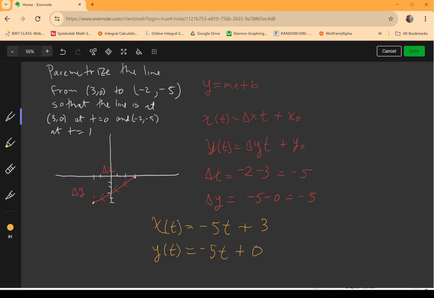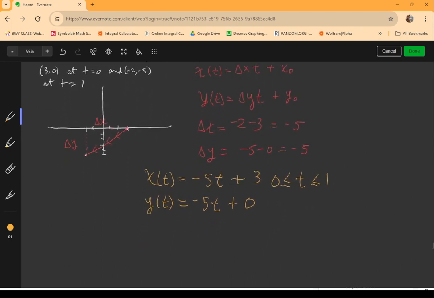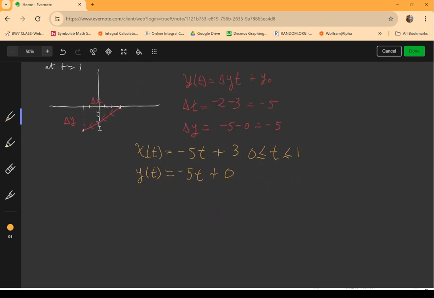Now, as you can see, in both cases we want t to run between 0 and 1. And that's how you would parametrize this curve. If we lay out a table of values, t, x of t, y of t, we'll look at just the two endpoints. When t is 0, x is 3, y is 0, as desired. That's where we wanted to start.